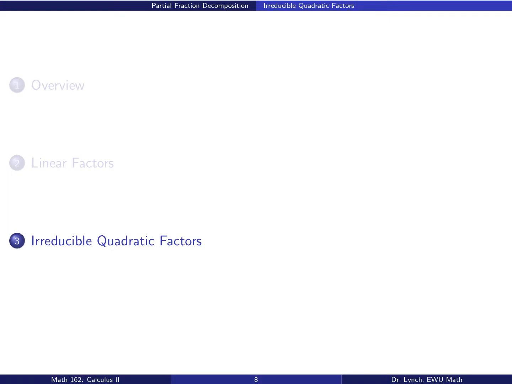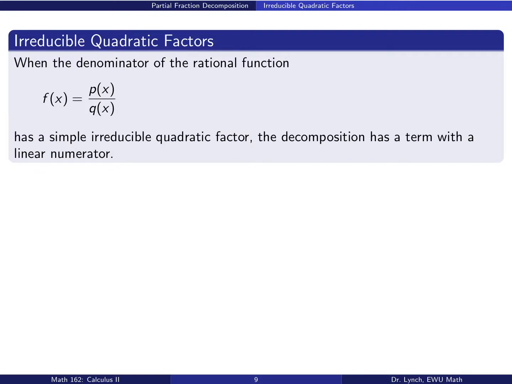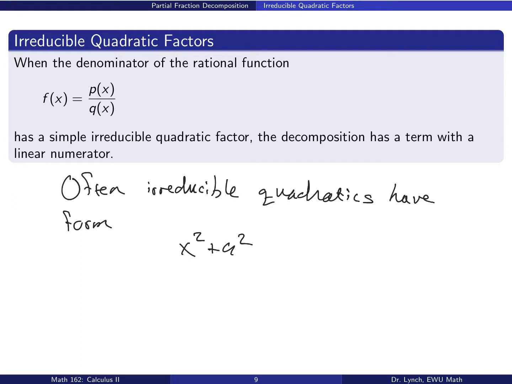Let's go ahead and talk about irreducible quadratic factors. Irreducible quadratic factors are terms that don't factor over the real numbers. Oftentimes, these terms have form of something like x squared plus a squared. So again, any term that doesn't factor over the real numbers is an irreducible quadratic factor. And whenever we have an irreducible quadratic factor, the numerator of the partial fraction decomposition corresponding to that irreducible quadratic factor has a first order polynomial. Okay, so let's see an example involving that.